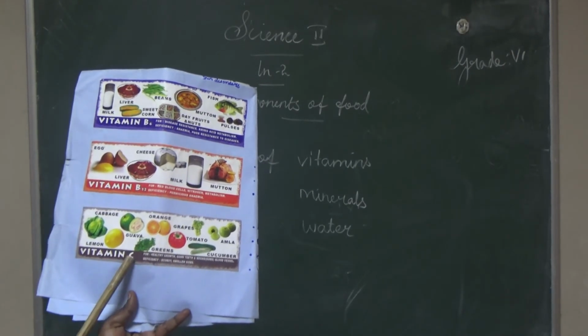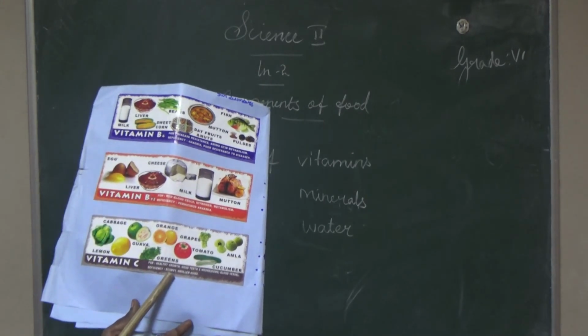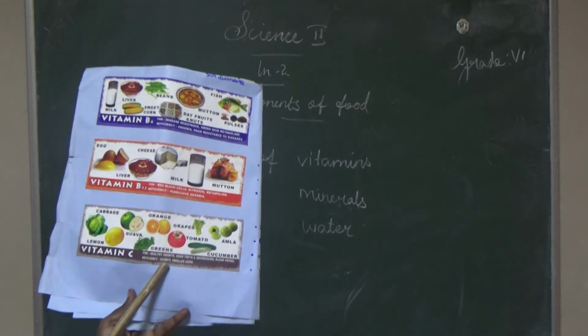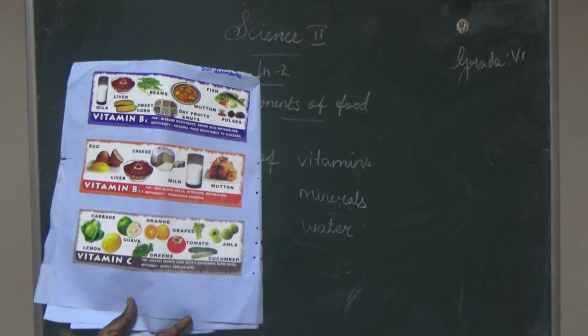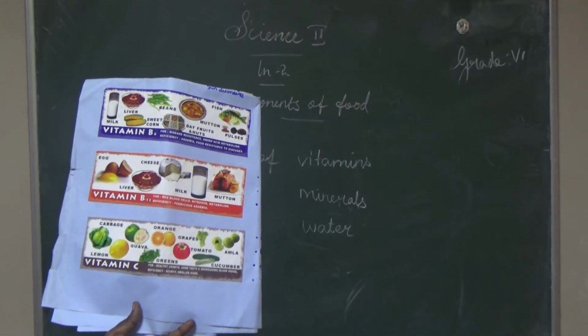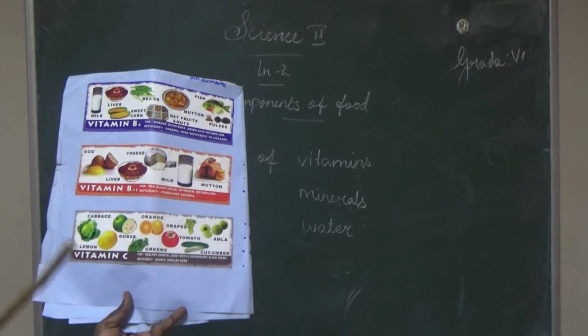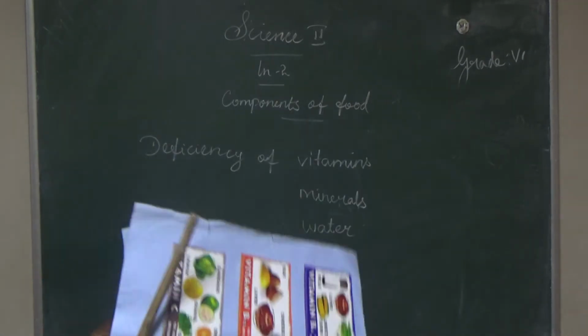Lack of vitamin C in our diet leads to which disease? Scurvy. What are the symptoms? Loosening of teeth, spongy and bleeding gums, increased susceptibility to diseases, slow healing of wounds, weakness and pain in the limbs. Okay, then next one.